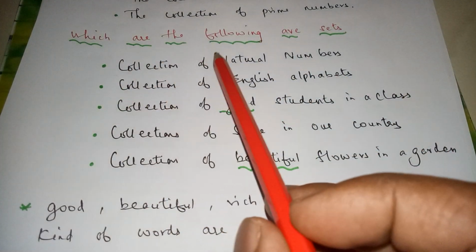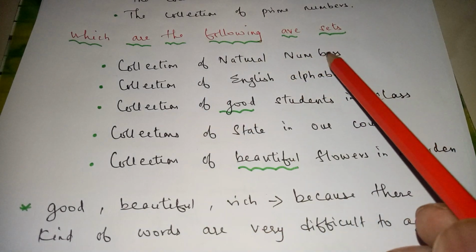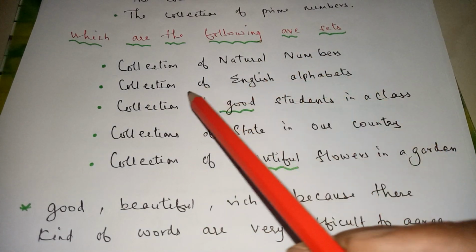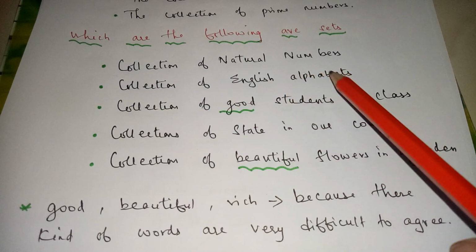Here, which of the following are sets? Collection of natural numbers. We know what is a natural number. It is a set. Collection of English alphabets. We know English alphabets. That is a set.